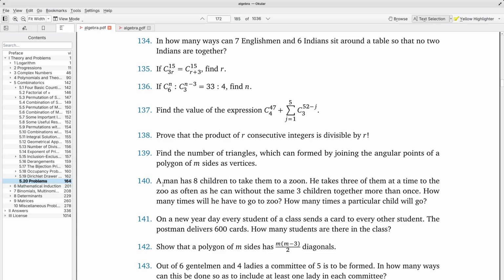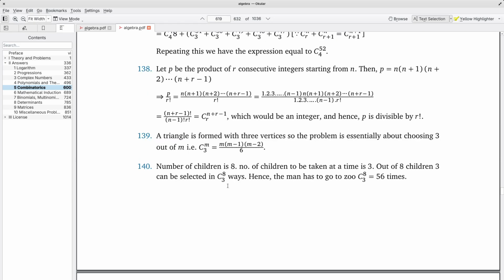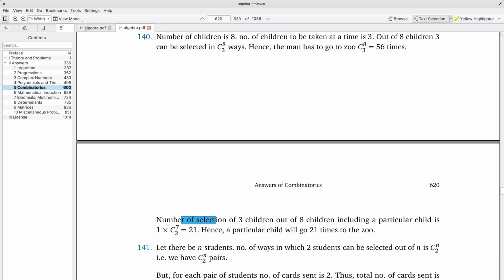Question 140 says, a man has 8 children and takes them to a zoo. He takes 3 of them at a time, doing so as often as he can without the same 3 children going more than once. How many times will he have to go to the zoo? How many times will a particular child go? So the number of ways of choosing 3 children is 8C3. So the man will have to go to the zoo 8C3, that is 56 times. The number of selections of 3 children out of 8, including a particular child, is 1 multiplied by 7C2, which is equal to 21. Hence, a particular child will go 21 times to the zoo.